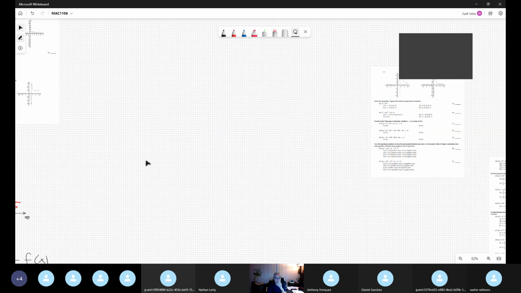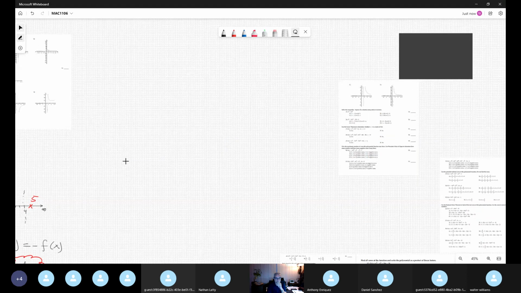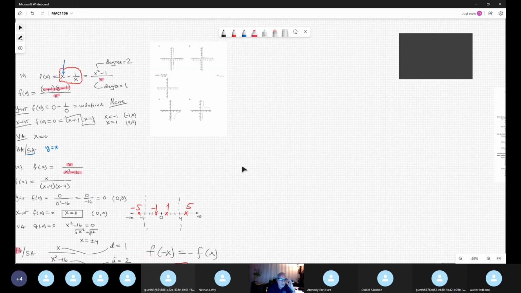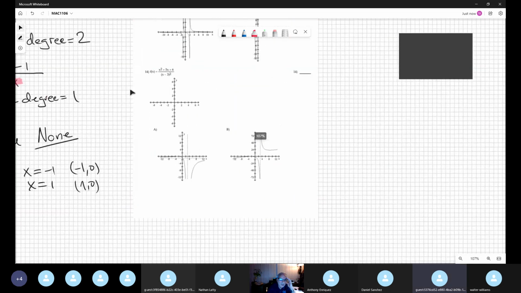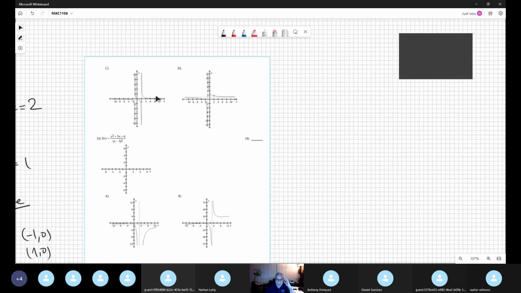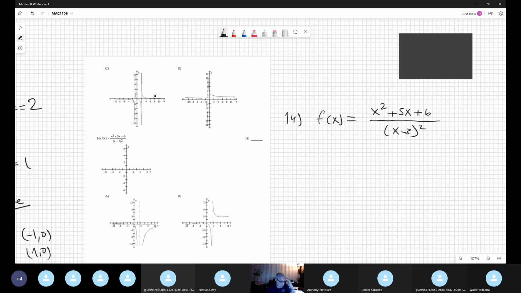Okay, we are moving to question 14, no? 14. Oh, let me see. 14. Okay, I got it. It looks complicated. f of x is equal to x squared plus 5x plus 6 divided by (x minus 3) squared. Okay, so with all that we have, what should I do? Factorization, no?